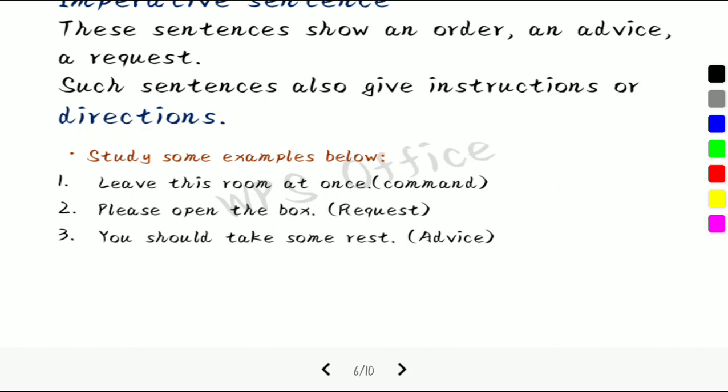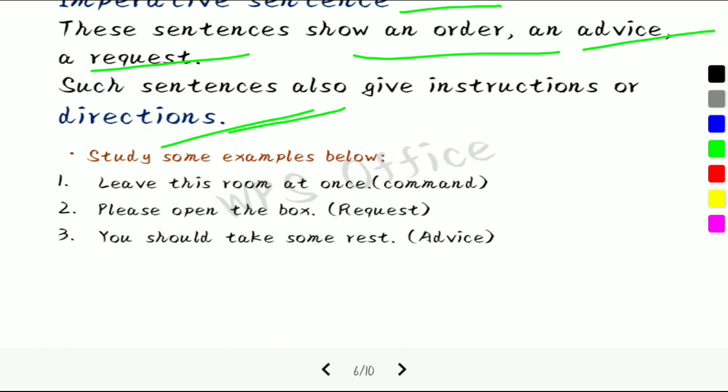Then imperative sentences. What are imperative sentences? The imperative sentences show an order, an advice, a request. Such sentences also give instructions or directions. Those sentences in which we find any instruction, advice, order, request, directions are called imperative sentences. So let us study some examples below.